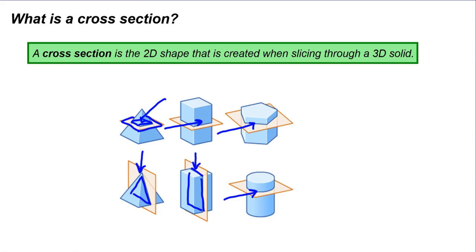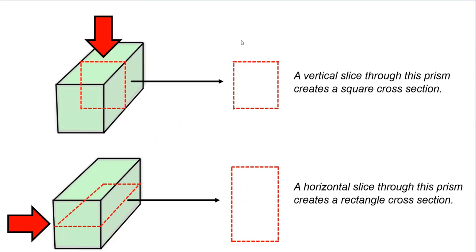So let's take a look at some different solids here and how we can slice them. Here I have a rectangular prism, and if I take this rectangular prism and I slice it vertically, that means up and down. So I take a slice, and you just imagine like this is a block of clay, and I just cut right through it here on this dotted line. That shape that is created when I cut a slice out of this is going to be a square. So we would say the vertical slice through this prism creates a cross section that's a square. So a vertical cross section would be a square.